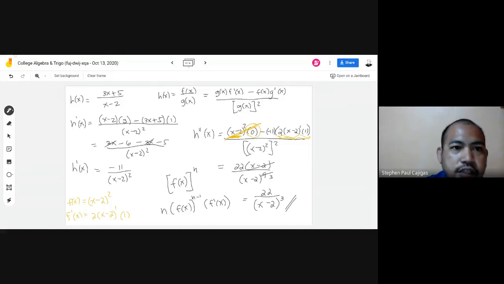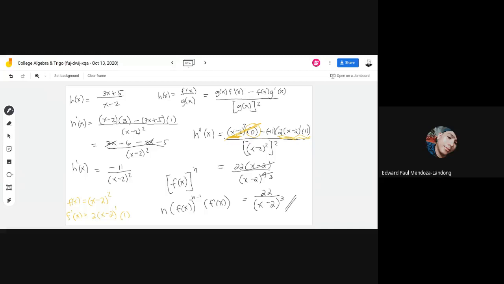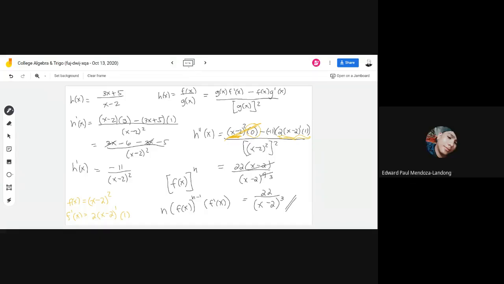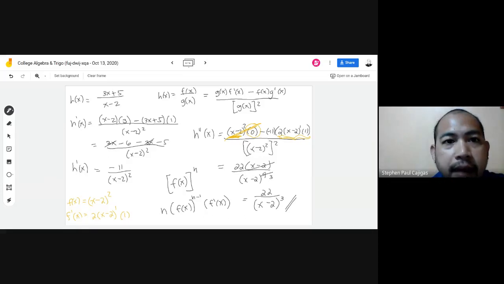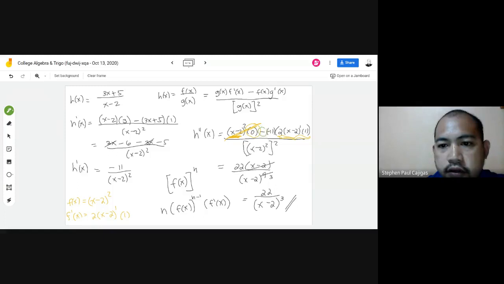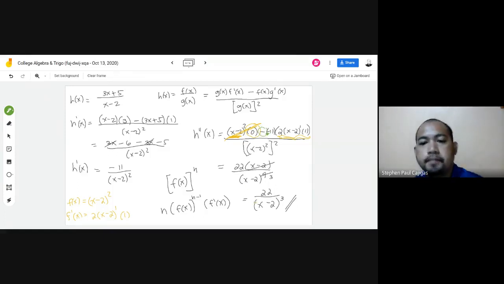Gets? Any questions? Clarifications? Sir, isn't it negative? Hmm? Not negative. Because it is minus negative. Minus, then negative 11, so it became positive.